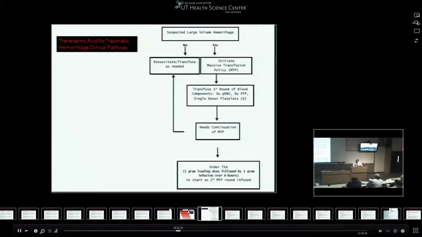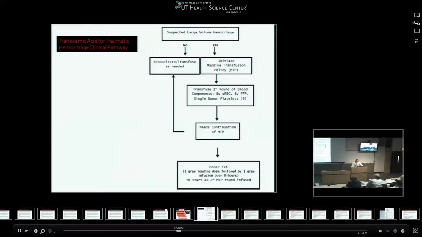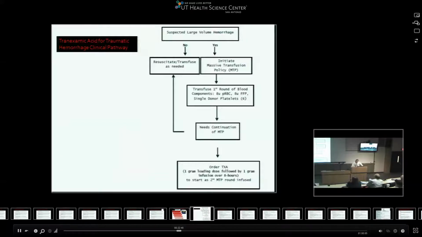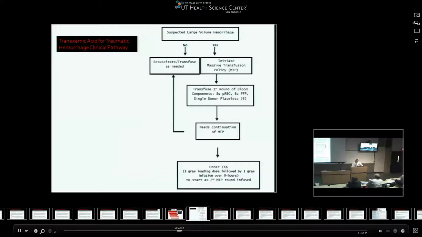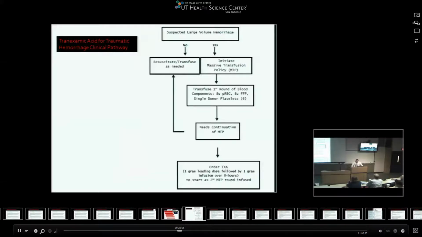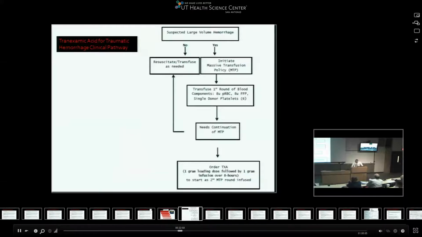Another important part of the transfusion protocol here at the university is the inclusion of tranexamic acid. After a massive transfusion protocol has been initiated and the first round has been transfused and the patient needs continuation of the massive transfusion protocol, a 1 gram loading dose of tranexamic acid is given, which is then followed by a 1 gram infusion over 8 hours.